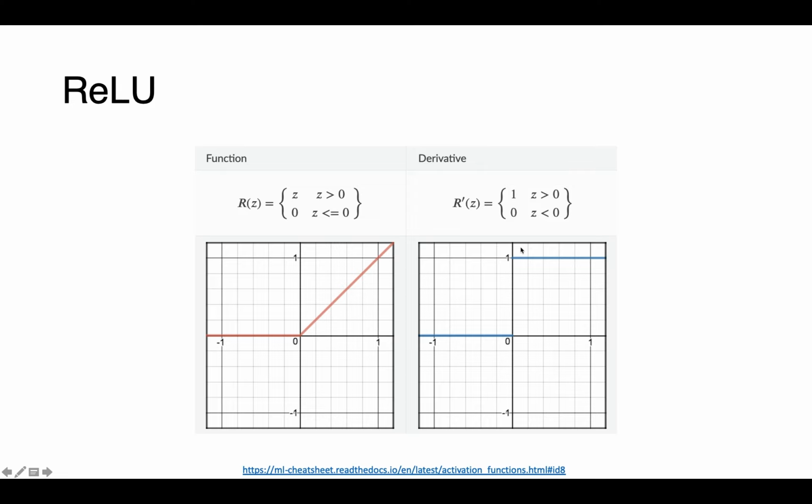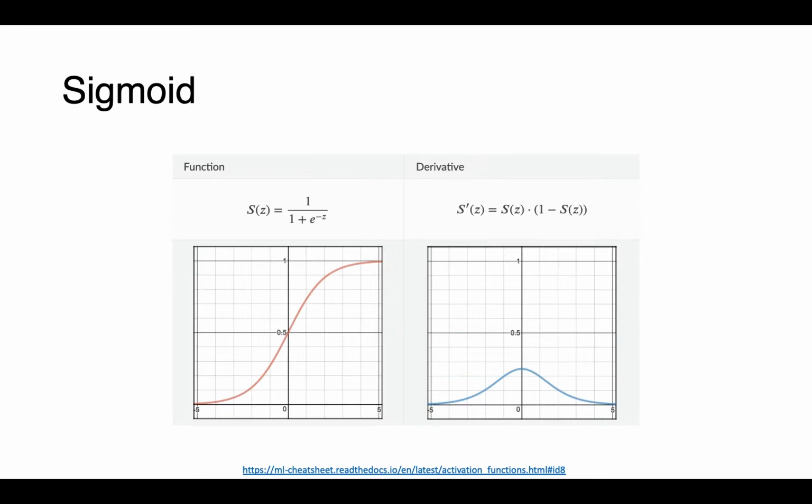ReLU is mostly for image data, because for image data the values of pixels are from 0 to 255, so it's always positive. But if it's another type of data, like EEG data, you have negative values, so you need to be aware of that. Perhaps you need to avoid using ReLU for neural networks that process EEG data.